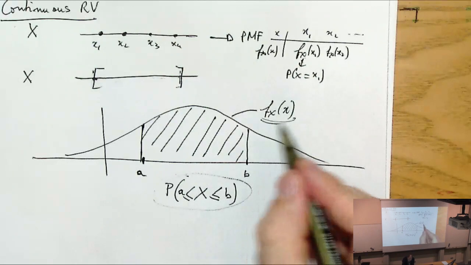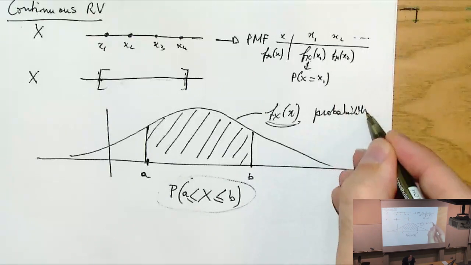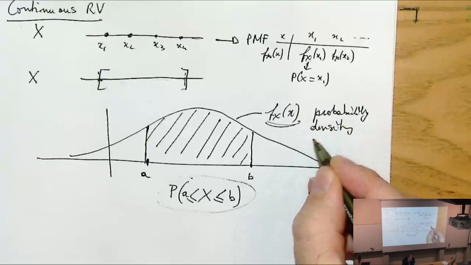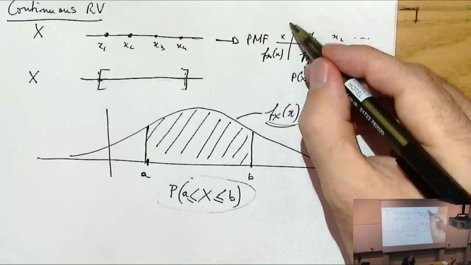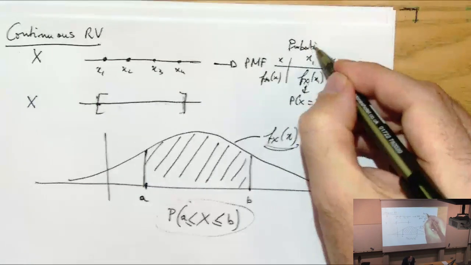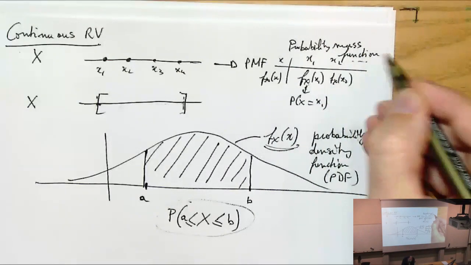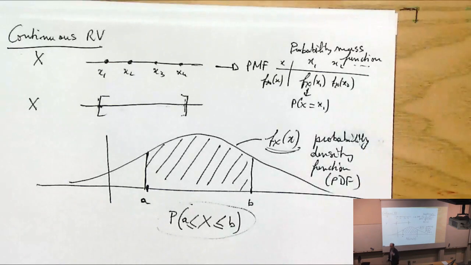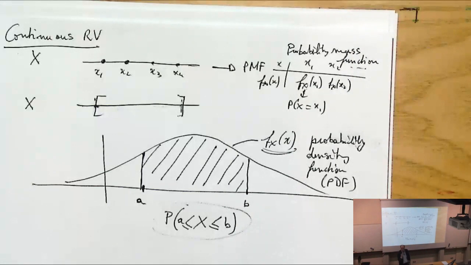Now that quantity is called the probability density function, PDF. So what we were calling the probability mass function in the discrete random variable is now called the probability density function in the continuous domain. But it's not the same thing. In the discrete case, fx of x1 gives you the probability that x1 occurs.